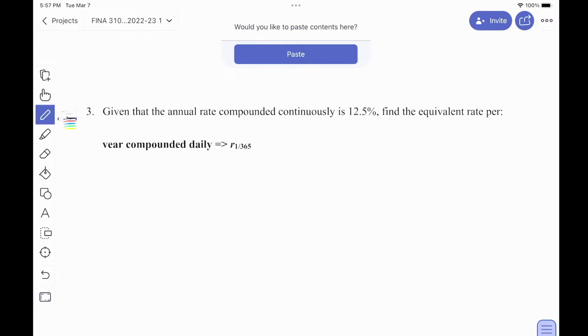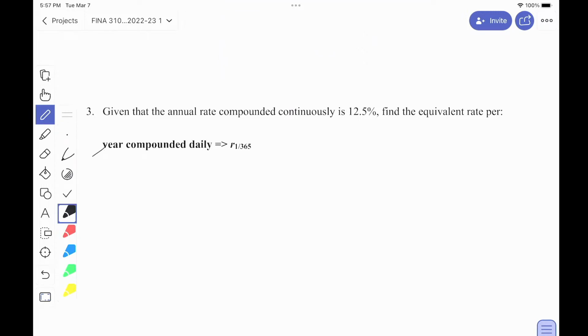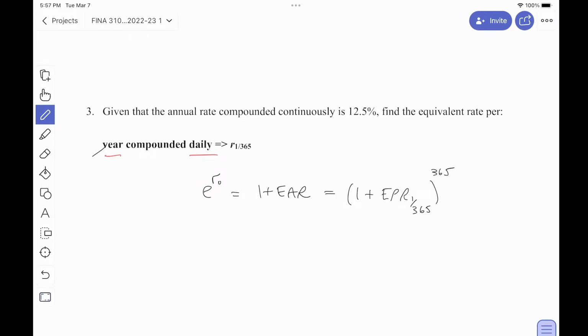Okay, so remembering if the rate is stated over a different period than the compounding frequency, then you know it's a stated rate. And I use r1 over 365 for the year compounded daily. So I want to convert now from a continuous rate to a stated rate. So again, we relate e to the r0 in that string of equalities to 1 plus EAR. But 1 plus EAR is also the same as 1 plus the daily rate to the power 365. Those are all equal.